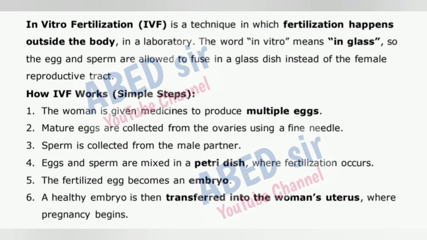How IVF works? Simple steps. 1. The woman is given medicines to produce multiple eggs. 2. Mature eggs are collected from the ovaries using a fine needle. 3. Sperm is collected from the male partner. 4. Eggs and sperm are mixed in a petri dish, where fertilization occurs. 5. The fertilized egg becomes an embryo.